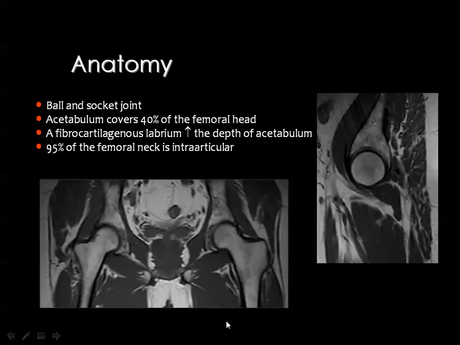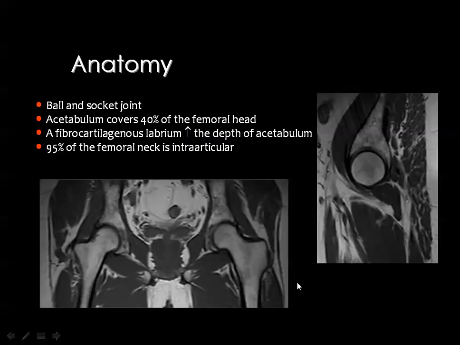Then the anatomy is relatively limited for this hip joint because there are almost no tendons around the joint, and we do not have so much anatomy in this particular area. This is the ball and socket joint. The acetabulum covers about 40% of the femoral head.